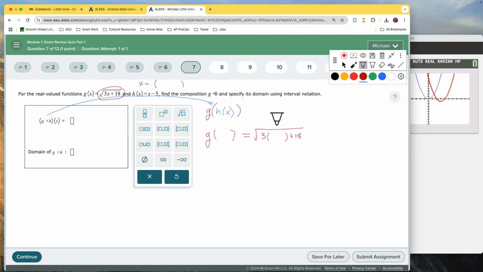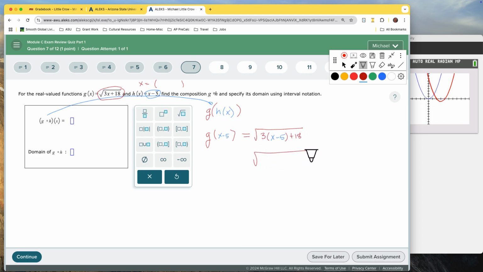What goes in here? Well, h of x goes in there. What is h of x? It's this, x minus 5. So wherever that opening is, there's x minus 5. Now, can we simplify that a bit? Sure. So this is g of h of x.